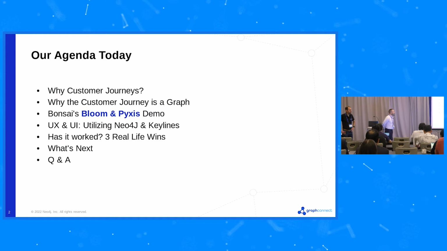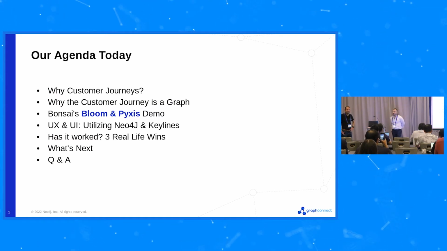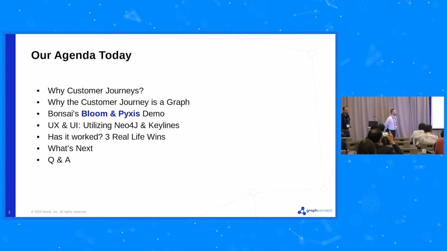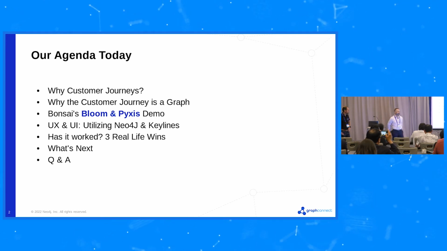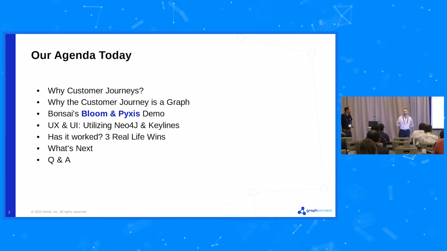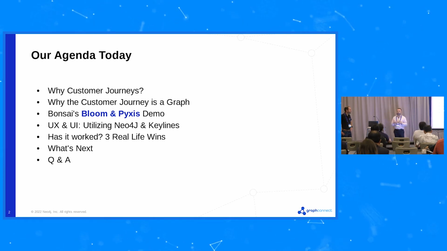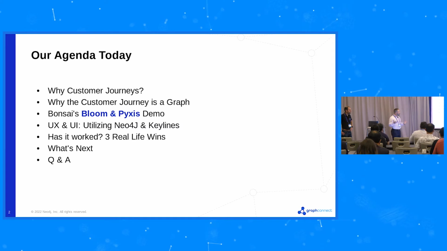So the agenda for today, we're hoping to demo a little bit of our tech and our use cases with Neo4j and with KeyLines, the tool from Cambridge. We'll get to that in a minute, but before we do, we just want to share a little bit about why customer journeys, why is this an interesting problem that the graph came in to help us solve at Bonsai, and we're hoping to see it take off, not just with our clients, but in the space in general. So why the customer journey is a graph?